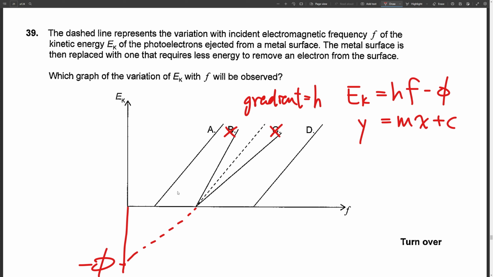Next one is A or D. Which one gives you a correct answer? You can see that option A is giving you a smaller work function. Is the question looking for a new metal surface in which there is a smaller work function? Let's take a look at this sentence. The new metal surface is requiring less energy to remove an electron from the metal surface. Therefore, we are looking for a lower work function, and the answer is A.